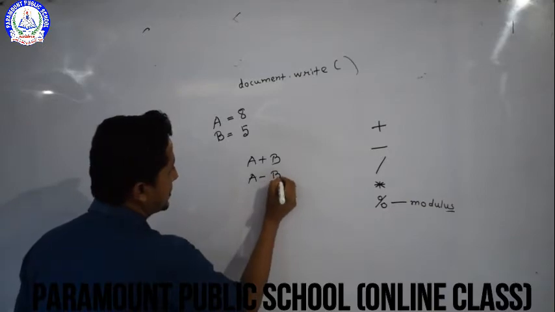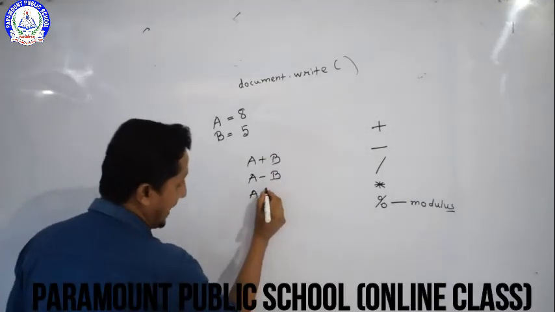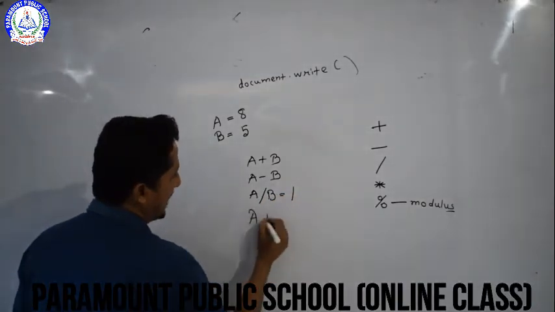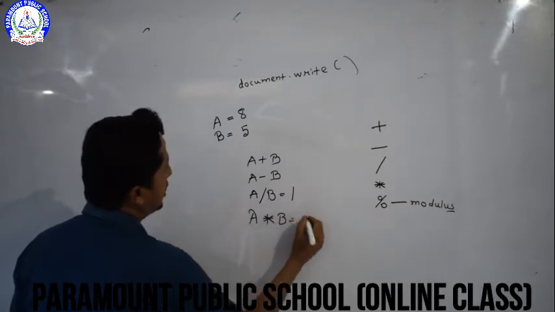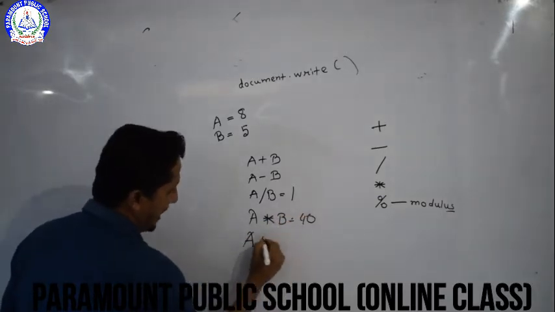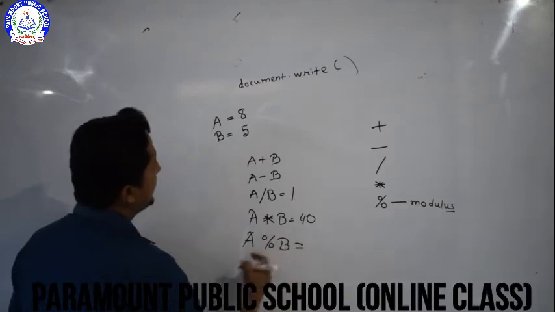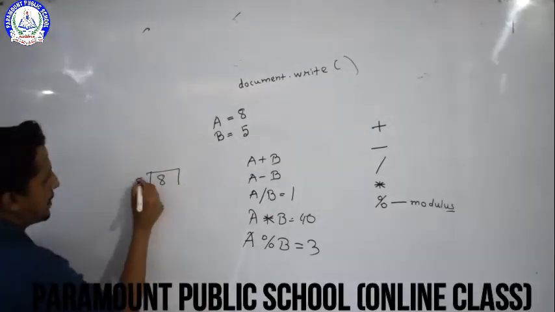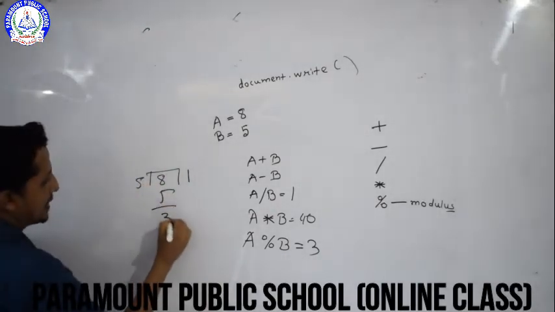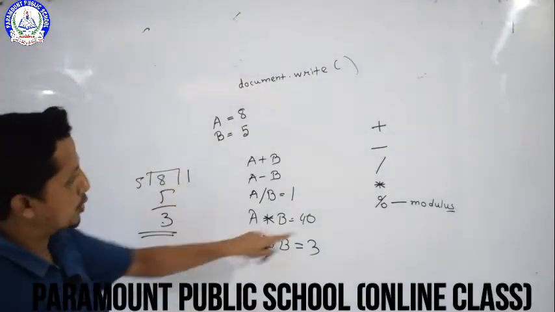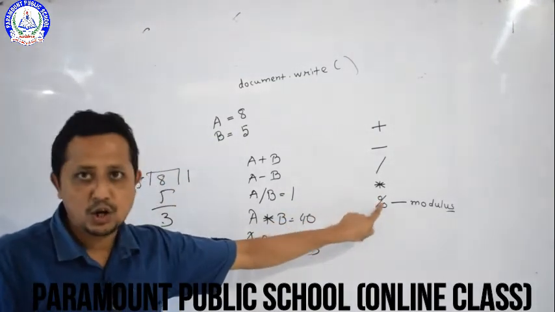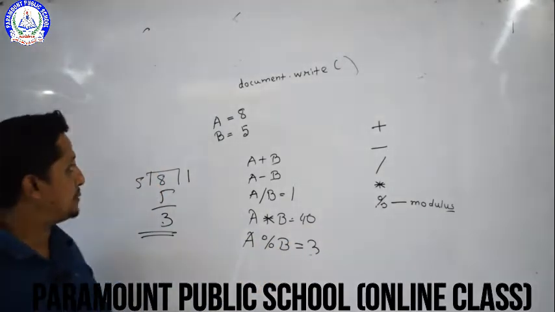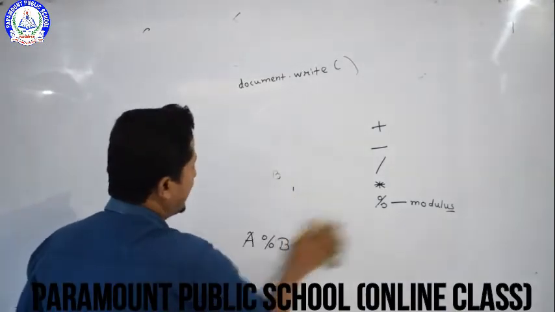What will be the result of A minus B? It will be 3. What will be the result of A divided by B? It will be 1. And the result of A asterisk B, multiplication, will be 40. And the result of A modulus B will be 3, when we divide 8 by 5, 5 ones are 5, remainder is 3. So the modulus operator is used to find out the remainder. There are 5 types of arithmetic operators in JavaScript.